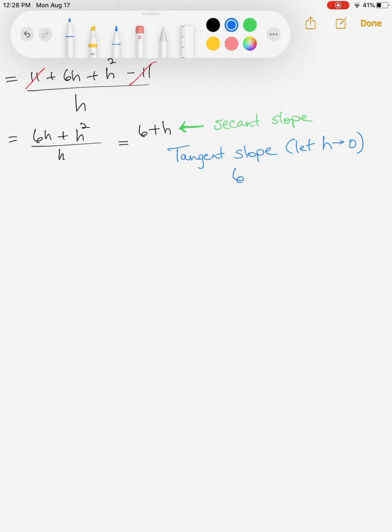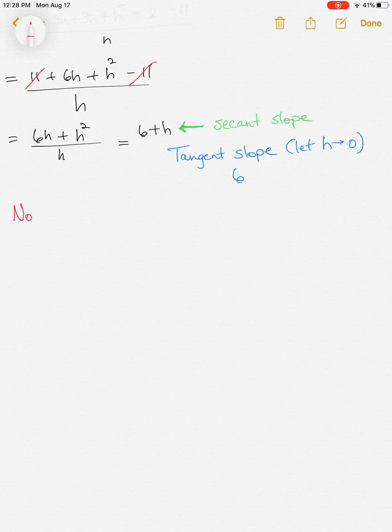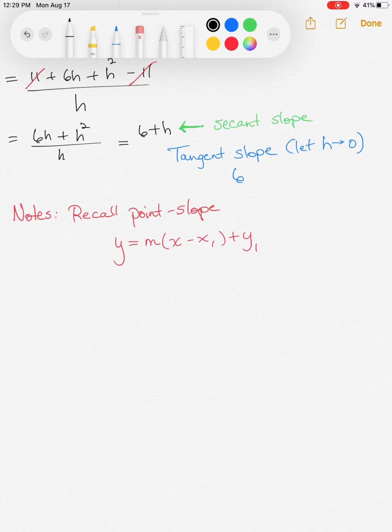Pulling back some moves, and here's more notes. I want you to recall the point slope form from college algebra. You're going to use this a lot, and I use a modified version. It's just what I like to do. So point slope: y equals the slope times x minus x1 plus y1. That's your point.